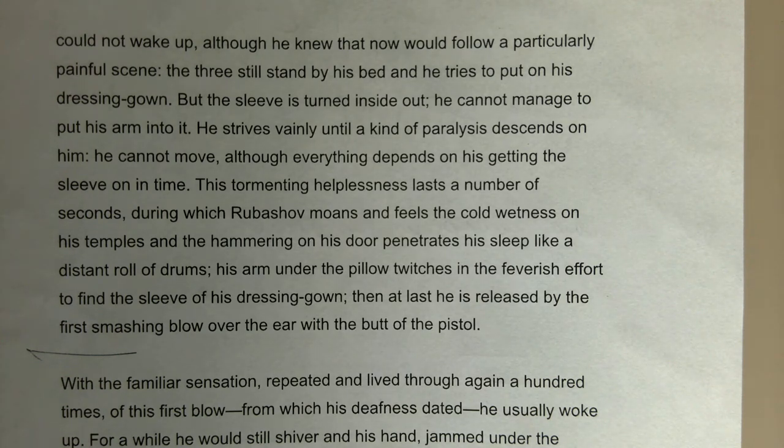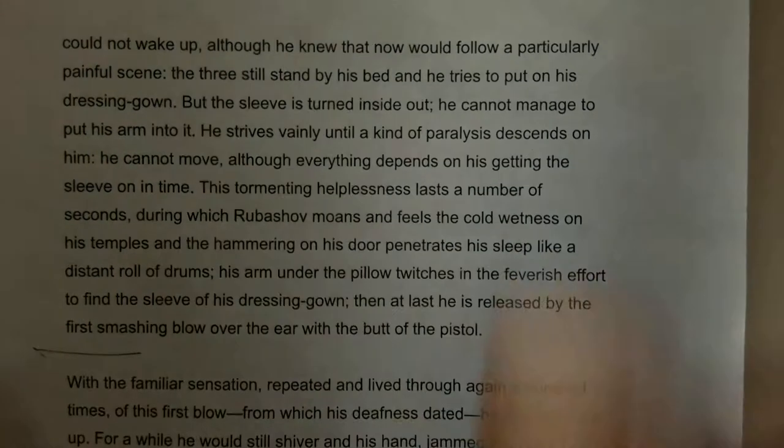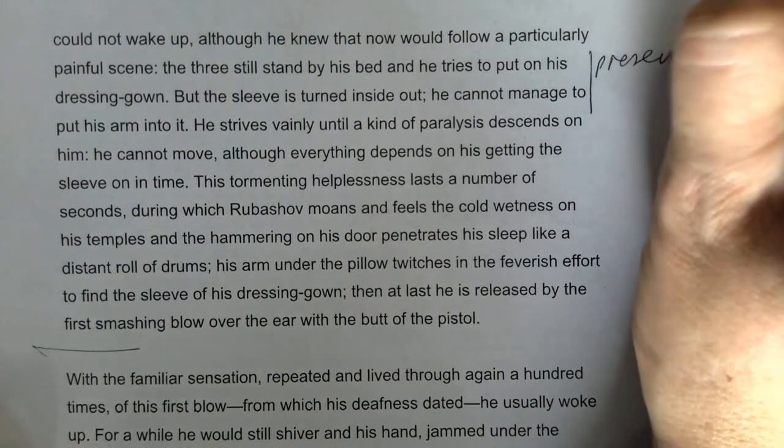What's happening there grammatically? Dancy? I'm not really sure. Okay, it's all right. Dan B? Okay, anybody? The three still stand by his bed and he tries to put on his dressing gown. But the sleeve is turned inside out. He cannot manage to put his arm into it. Genevieve? It's gone to present tense, hasn't it? What's that doing?